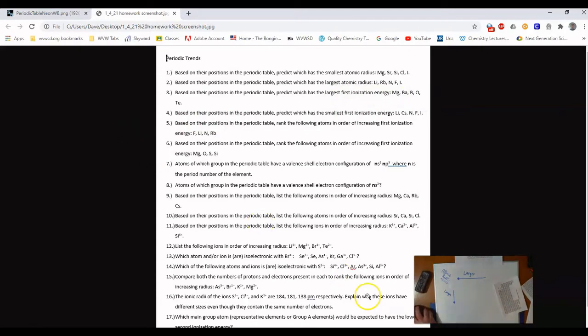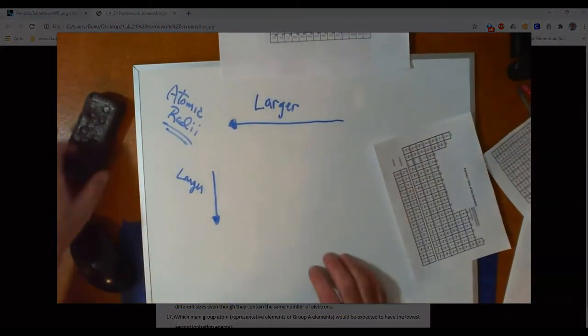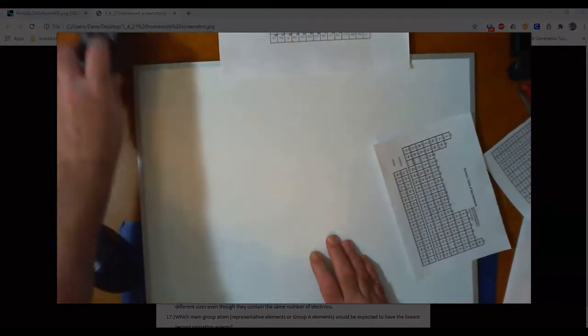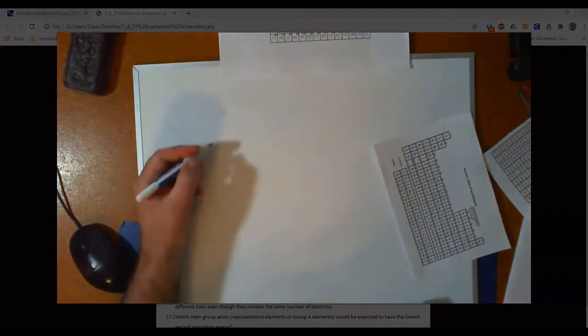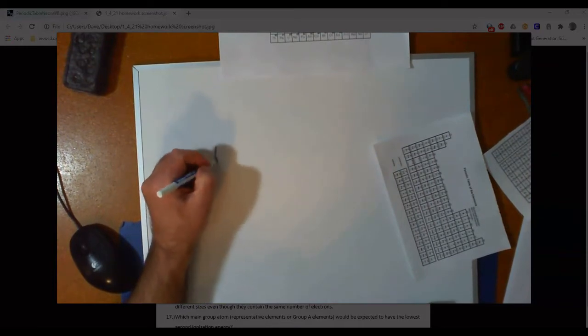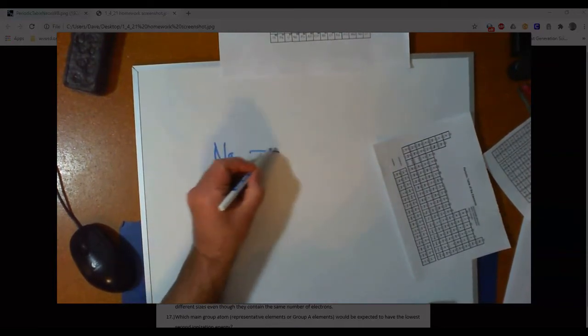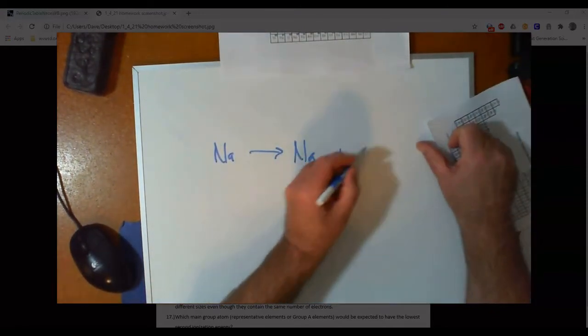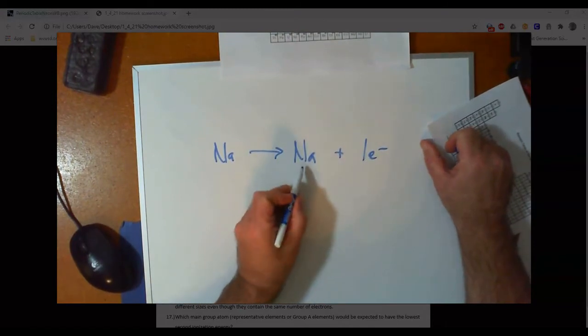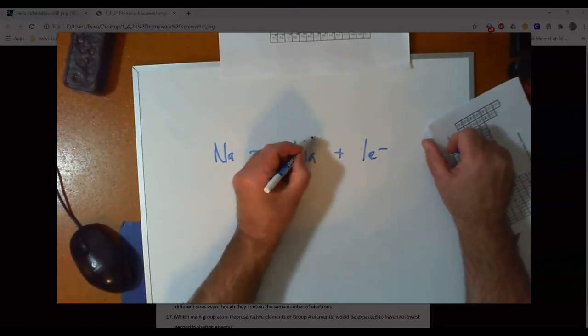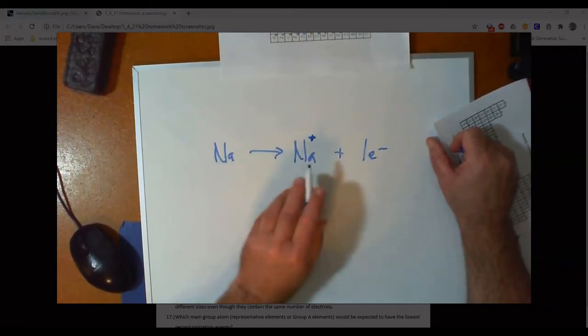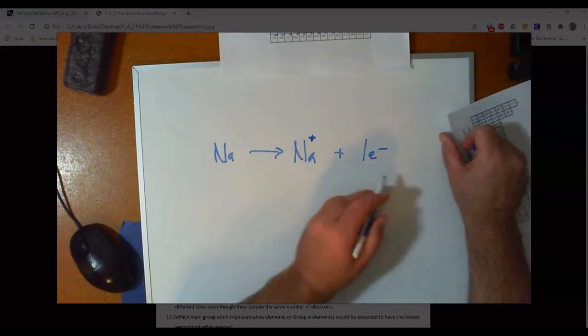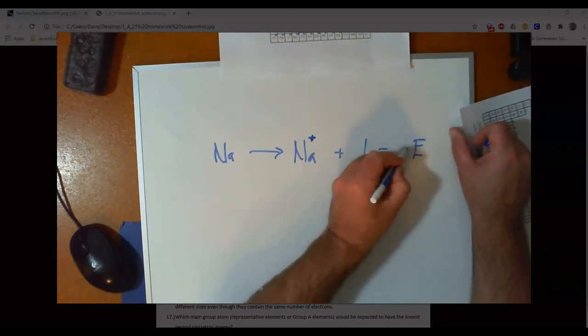Let's see if we remember, first of all, what ionization energy means. If we have some element, let's say sodium, and we apply enough energy to that sodium atom, we could rip an electron off of it. Once sodium is minus that electron, it becomes a positive ion, or a cation. So a sodium atom becomes a sodium ion when we remove an electron, and this takes a certain amount of energy. We call this an ionization energy.